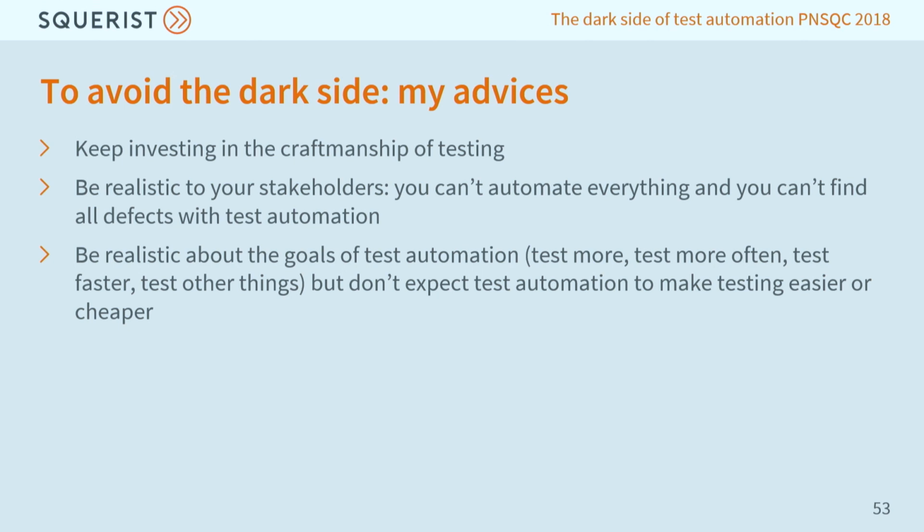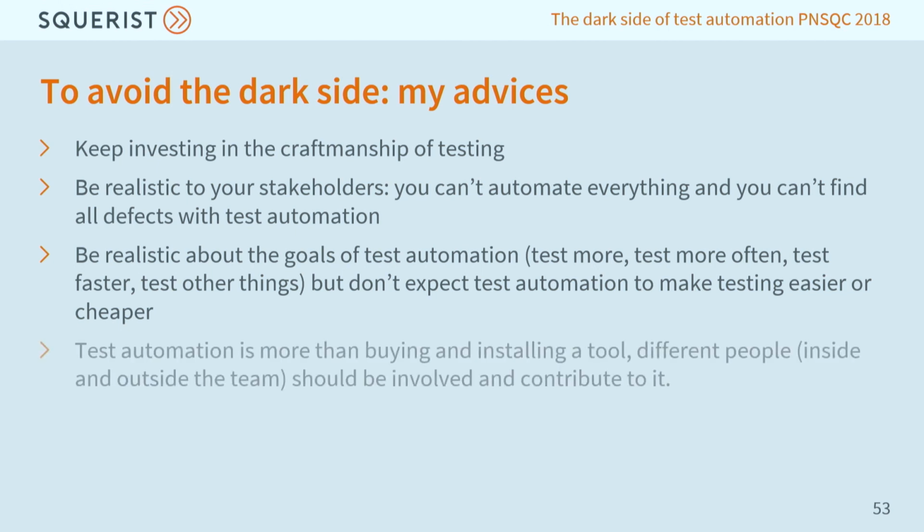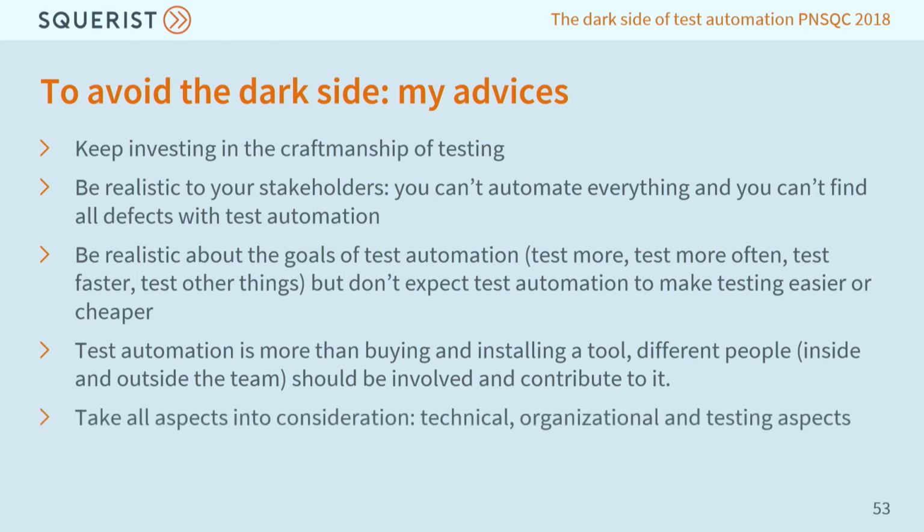And I summarized the goals here. Test more often, more faster, other things. Yes, you cannot do DevOps or Agile without test automation. So you have to invest in it. But be realistic about the goals. Test automation is much more than buying and installing a tool. It is about the people side of it. Take all aspects into consideration.